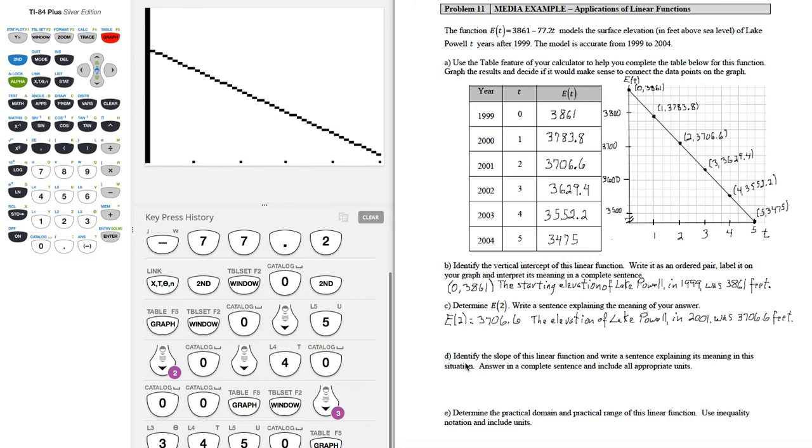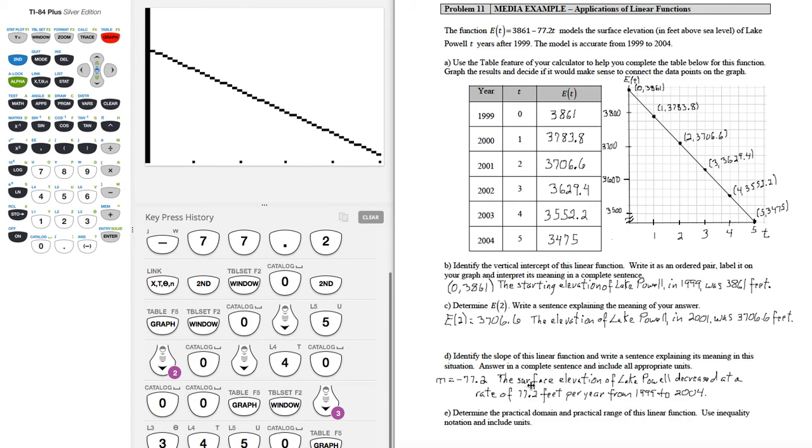All right, going back to part D, it says identify the slope of the linear function. Write a sentence explaining its meaning. Be sure to use a complete sentence and include all appropriate units. So the slope is the coefficient of t, which is negative 77.2. Notice I'm not including the t, just the value, the coefficient of t. And I'm going to write in a sentence what this means. The slope is negative, meaning that we are losing surface elevation every year in Lake Powell. And so let's write that information in a sentence.